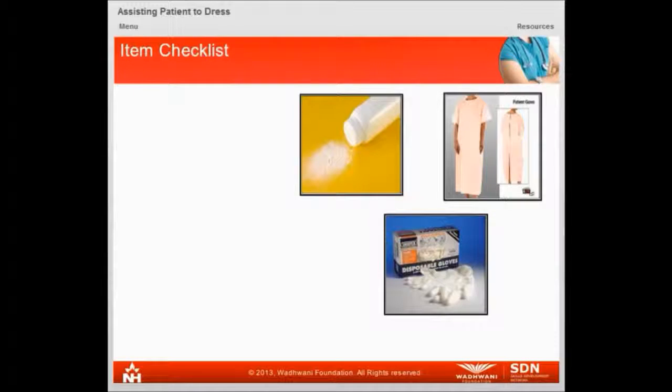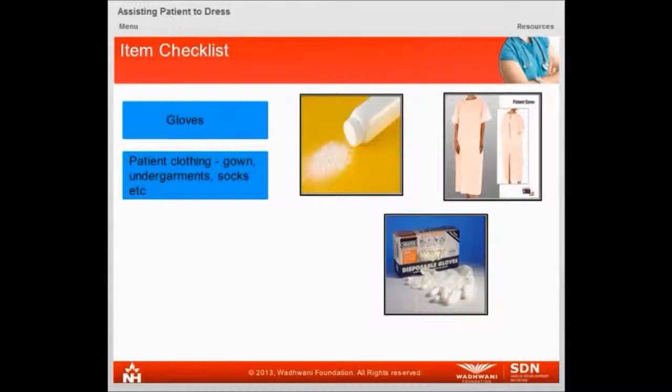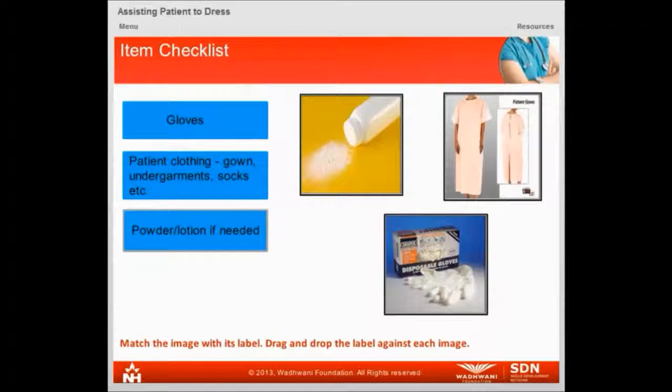Item checklist. 1. Gloves. 2. Patient clothing, gown, undergarments, socks, etc. 3. Powder or lotion if needed. Match the image with its label. Drag and drop the label against each image.